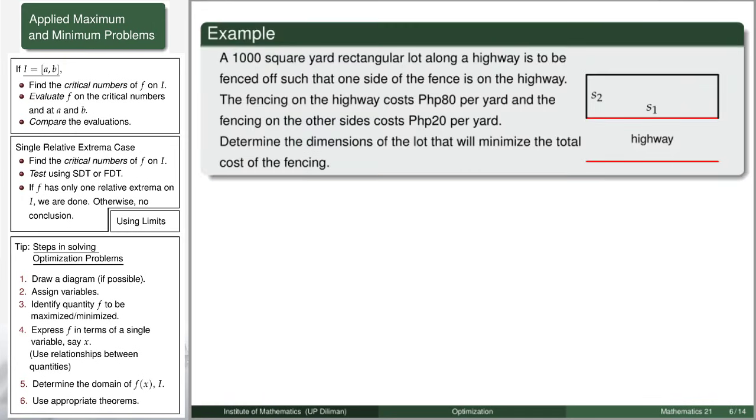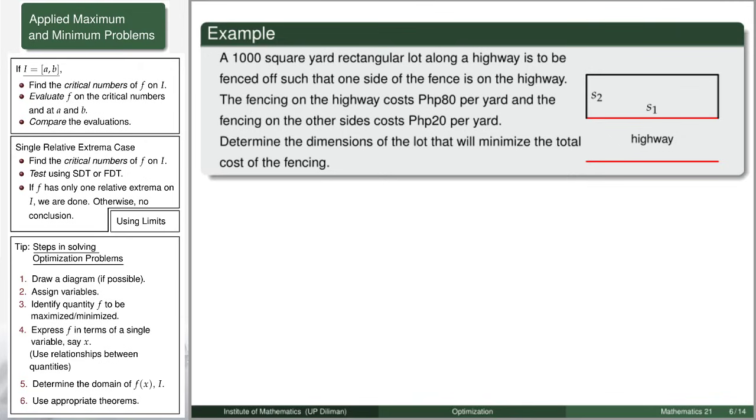So our first example is: a 1,000 square yard rectangular lot along a highway is to be fenced off such that one side of the fence is on the highway. The fencing on the highway costs 80 pesos per yard, and the fencing on the other sides costs 20 pesos per yard. We wish to find the dimensions of the lot that will minimize the total cost of the fencing.